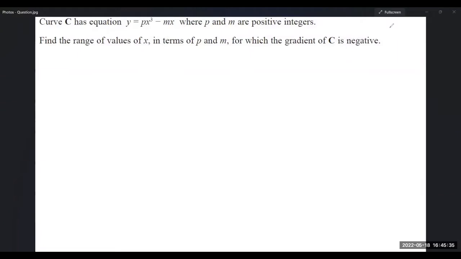Let's look at this question once again from IGCSE Mathematics Paper A. The question asks us to find a range of values of x in terms of p and m for which the gradient of c is negative. First, let's consider this statement: for which the gradient of c is negative.